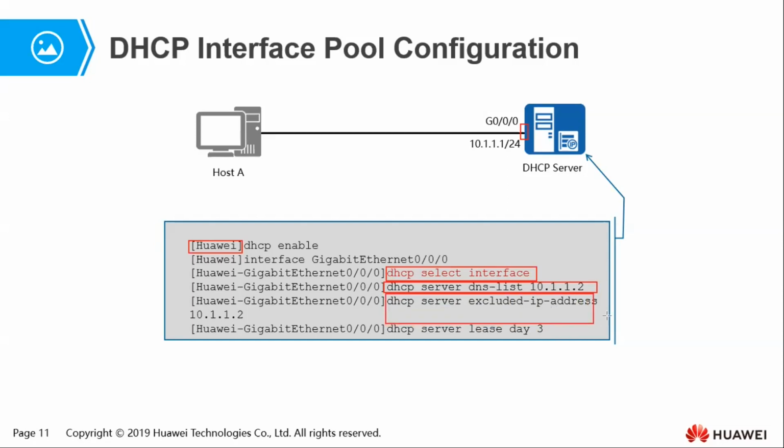Then we want to exclude the address of the DNS server so that it cannot be issued out. So the command is DHCP server excluded IP address. Then we specify that address.